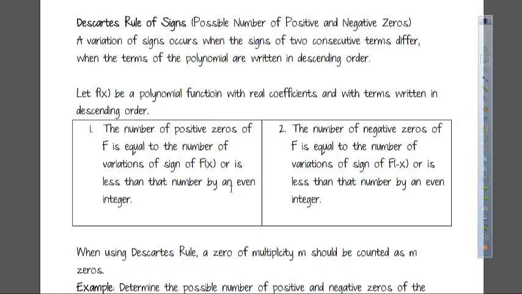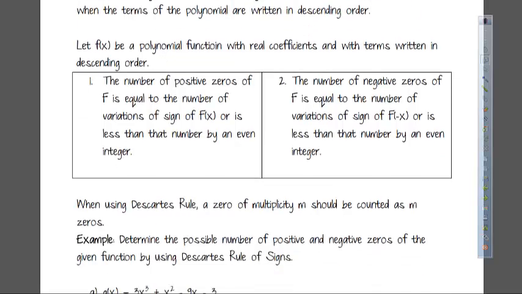So that's for positive zeros. We just look at f of x. The number of negative zeros of f is equal to the number of sign changes in f of negative x, or is less than that number by an even integer. Okay. When using Descartes' rule, a zero of multiplicity m should be counted as m zeros. So when we talk about finding one positive zero, if we find the same one multiple times, then we count all the times that we found it. Okay? Does that make sense? Okay, good. I'm getting some nods. The rest of y'all are somewhere else. I need y'all to come back here.